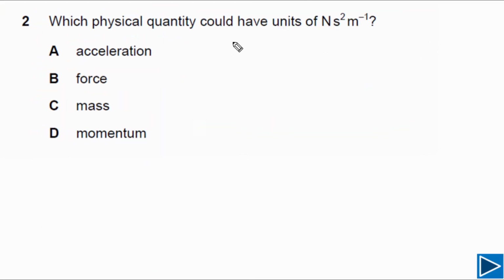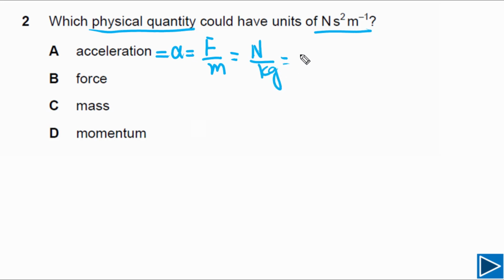Question second is based on physical quantities and the units. For this question we need to find out which physical quantity can have this unit. If you look at the first physical quantity, acceleration, we can denote it with letter A, and this is equal to force over mass. The unit of force is Newton and the unit of mass is kg, so this is Newton per kg, so this is not a possible answer.